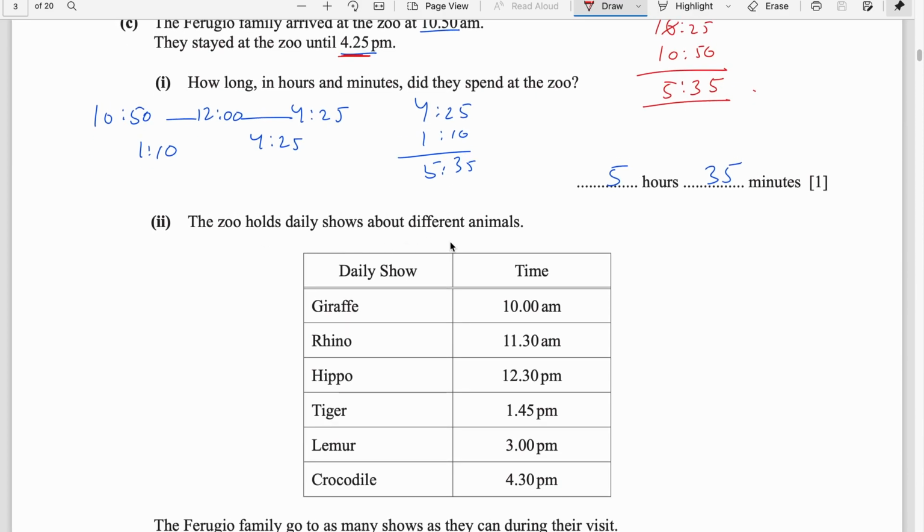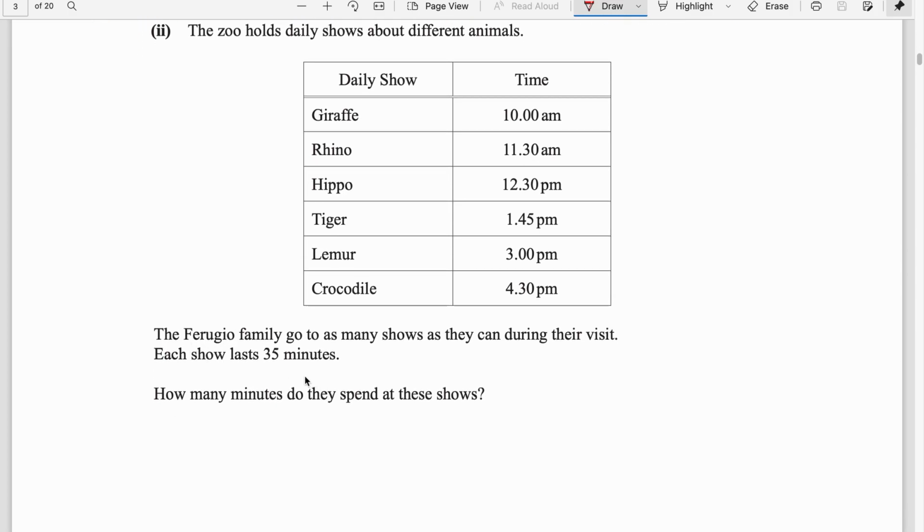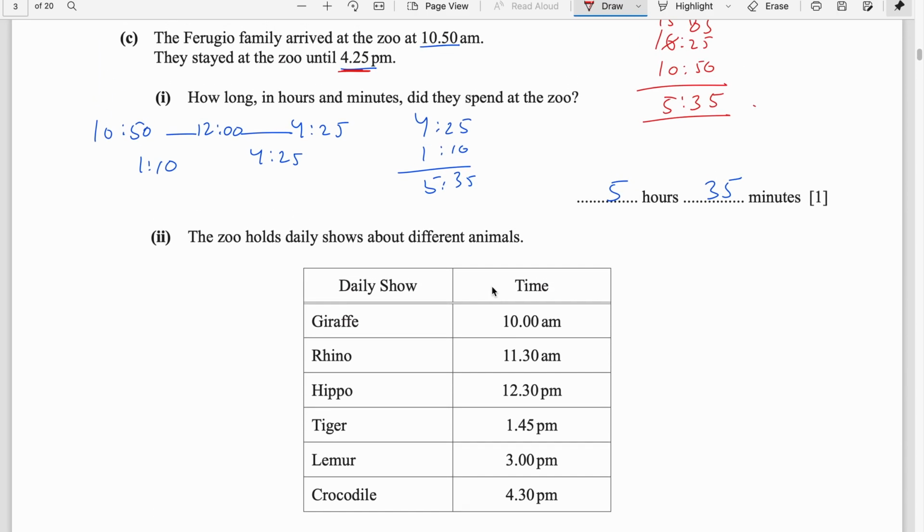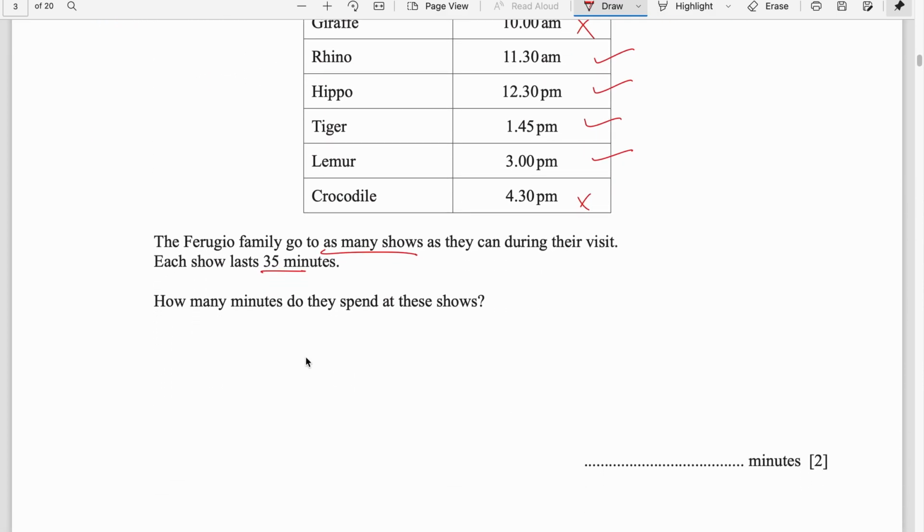The zoo holds a daily show about different animals. The Frugo family go to as many shows as they can during the visit. Each show lasts for 35 minutes. How many minutes do they spend at these shows? So they arrived at 10:50. They cannot attend this show, but this, and they left at 4:25. So they can attend these 4 shows. And each show is 35 minutes. So they make a total of 140 minutes.